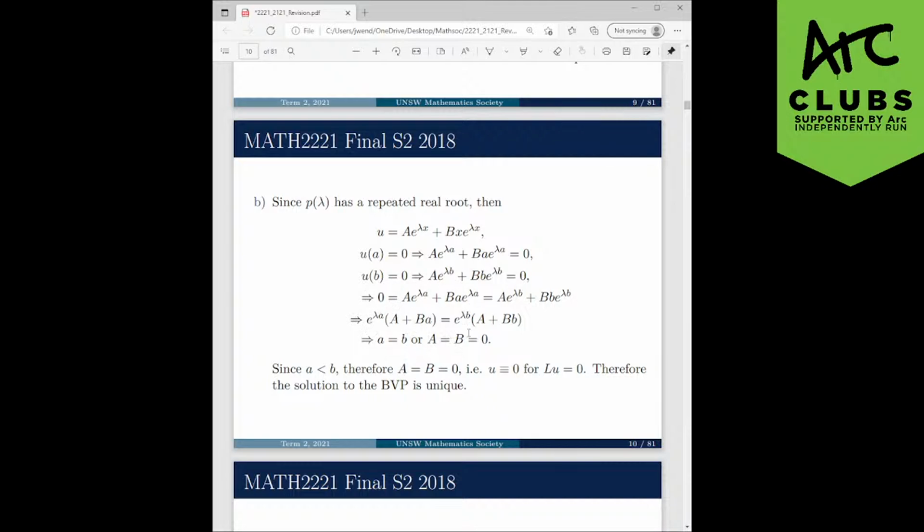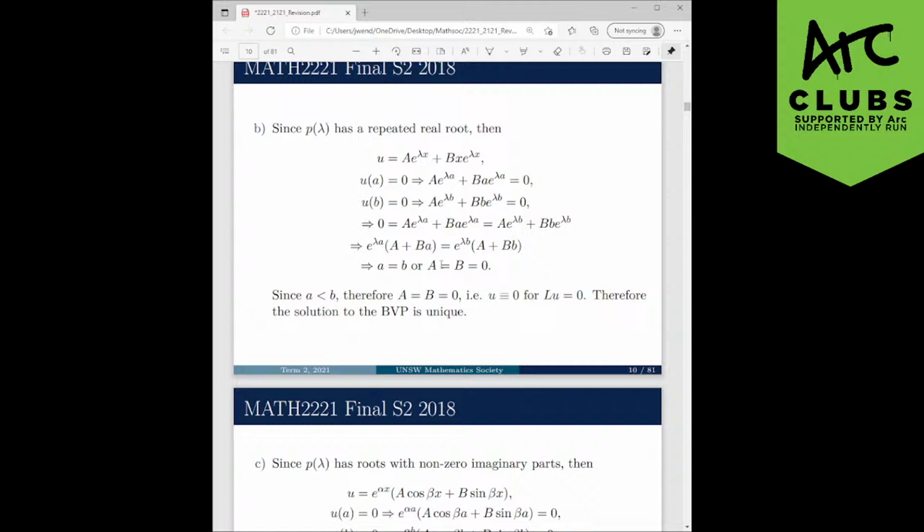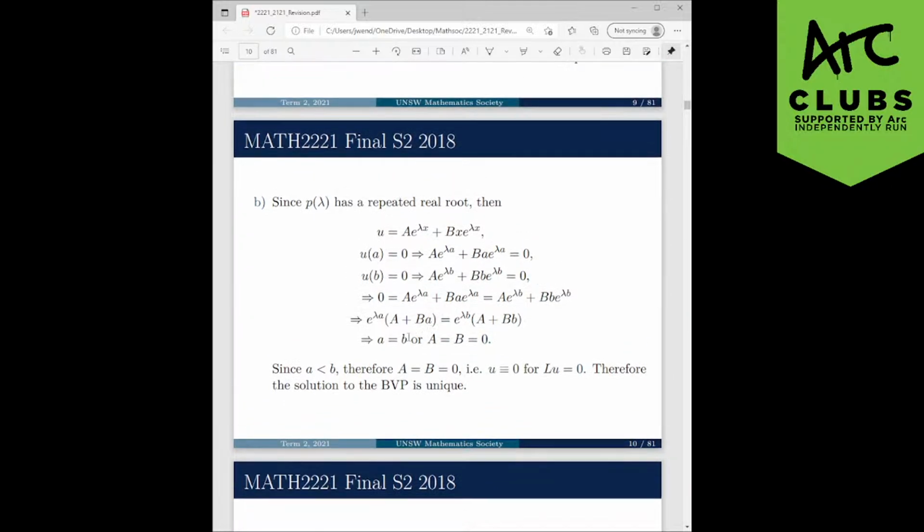Because you're trying to equate off those two sides, and if little a doesn't equal little b, you don't really have any other choice. You just have to force both sides to 0, and your exponentials aren't going to go to 0. So you're forcing that factor into 0. So you have these two choices over here. The second one, of course, gives you the trivial solution. The first one is a contradiction to the original setup, again, of little a being less than little b. So you're only left with the trivial solution, and that means that the solution to your BVP must be unique.